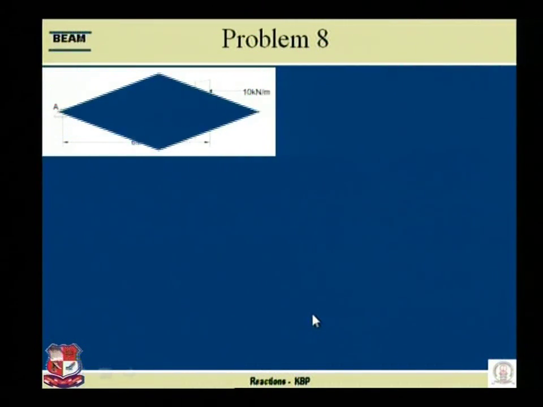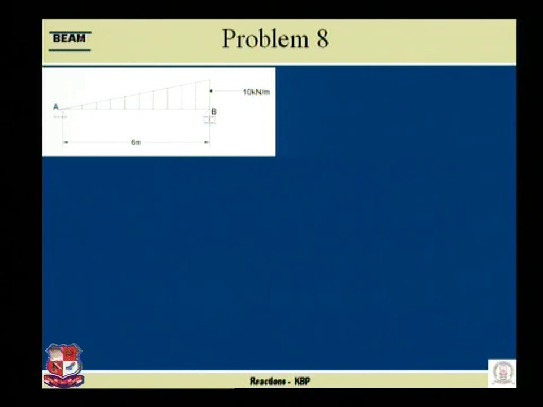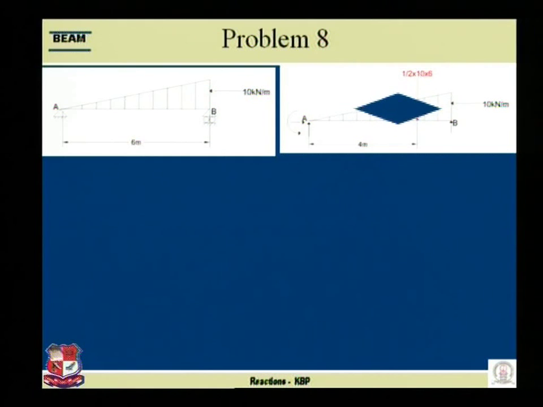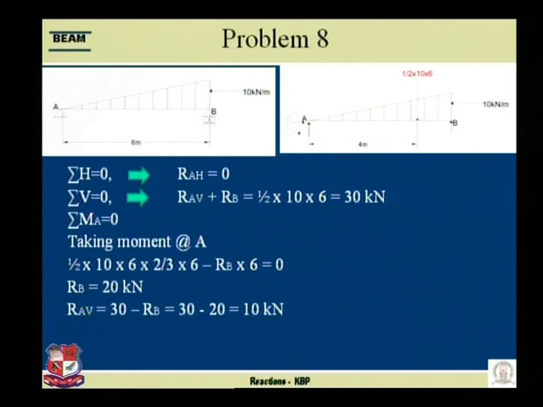See over here, problem number 8, UVL, simply supported beam. Please note down this beam in your notebook and try to solve by yourself. If you find difficulty, please contact me through phone or maybe email. Convert it in terms of the equivalent point load, and then using the 3 equilibrium conditions, solve the problem.